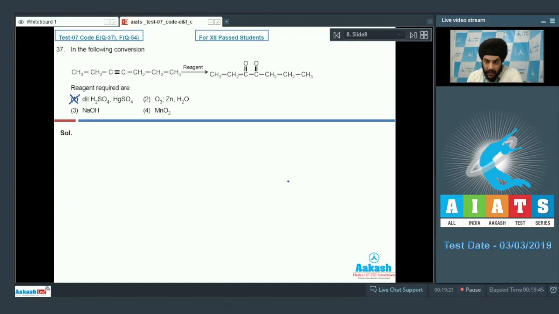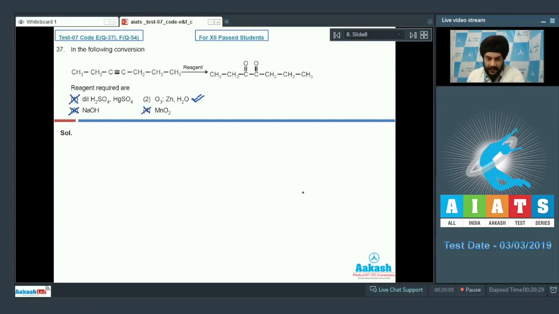If you talk about the second reagent now, the reagent given to us is reductive ozonolysis followed by reaction with water. So this option is correct, students. The ozonolysis will lead to the formation of an ozonide which will break the two pi bonds which are present and convert them into the alpha beta diketo compound which is given to us in the structure. If you look at the third reagent, NaOH cannot bring about this conversion. And if we talk about the fourth reagent, MnO2, it causes allylic oxidation. So this is also not the correct answer.